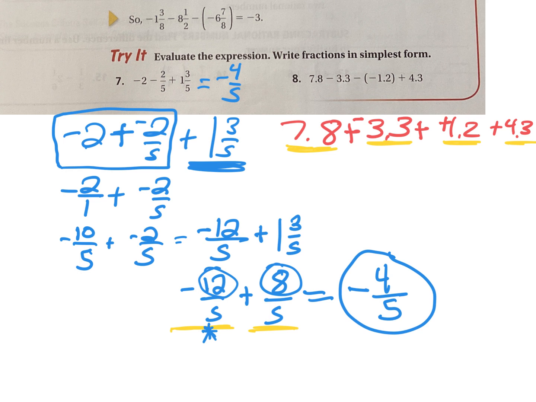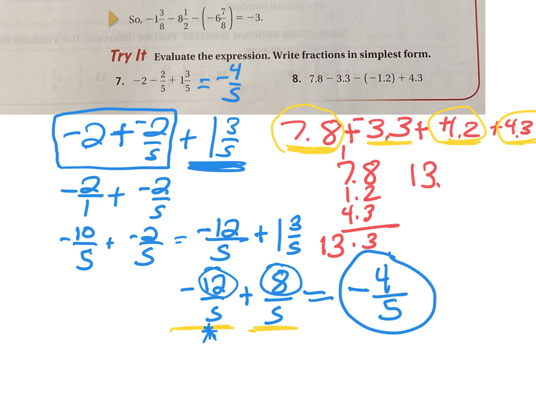So what I'm going to do is put all my positives together. So I have a 7.8, a 1.2, and a 4.3. And when I do that, 7.8, 1.2, 4.3, that gets me 8, 9, and then 13. Okay, 13.3. So I have 13.3, and then I have to add my negative to it, which is the 3.3.